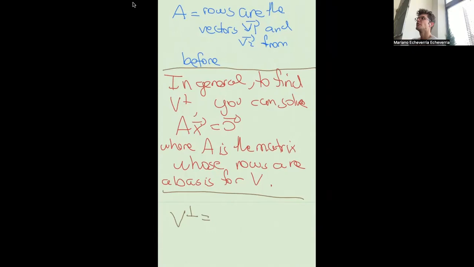So what was the name that we gave to the solutions of the homogeneous system? There was an important name that we gave to the vectors that solve a homogeneous system. I'm typing the first letter in the chat.